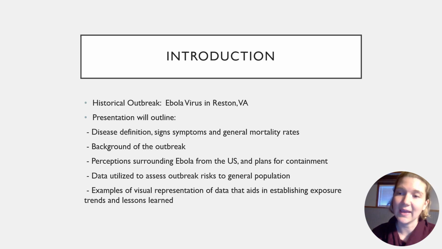So today, we will spend our time together defining the Ebola virus, which will include signs, symptoms, and mortality rates, as well as suspected country of origin. We will outline the background of the outbreak, how it occurred, through what vector, who initially discovered its arrival into the U.S. We will discover perceptions surrounding the Ebola virus from U.S. officials and initial plans for containment.